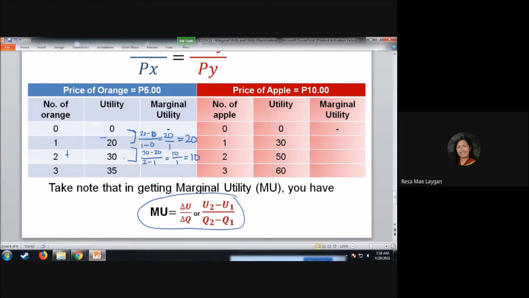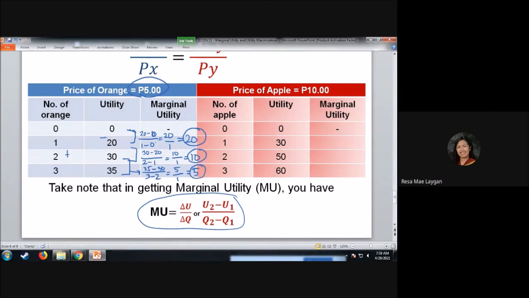Another, we have here 35 minus 30 divided by 3 minus 2. So you have here 5, 3 minus 2, you have here 1, so 5. So take note that the price of orange is 5 pesos. And given these marginal utilities, we have 20, 10, and 5.